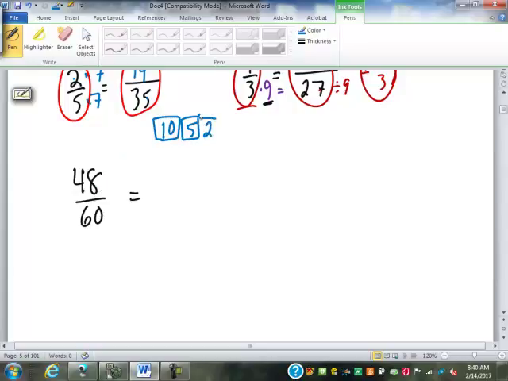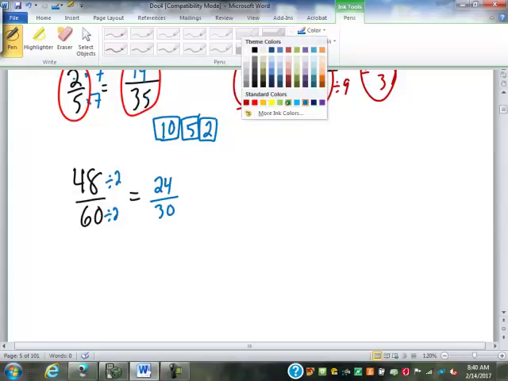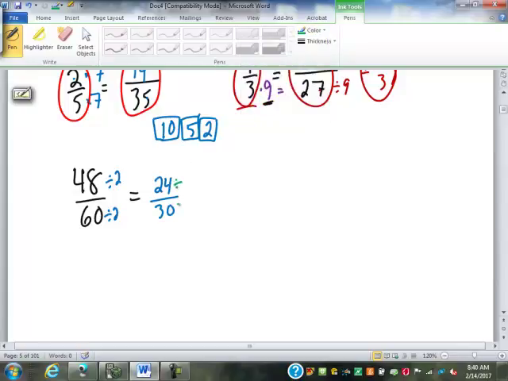Then, because it's simpler, I jump down to 2. Can both those be divided by 2? Yes, they can. We divide by 2. 48 divided by 2 is 24, and 60 divided by 2 is 30. Now, I can see they both can still be divided by 2, but looking at them, I find something bigger they can be divided by. Can you see it? 6.